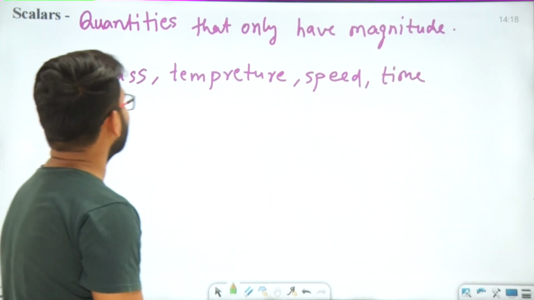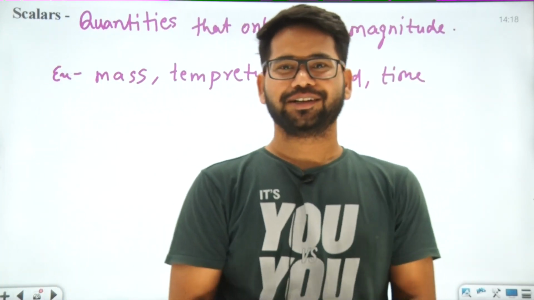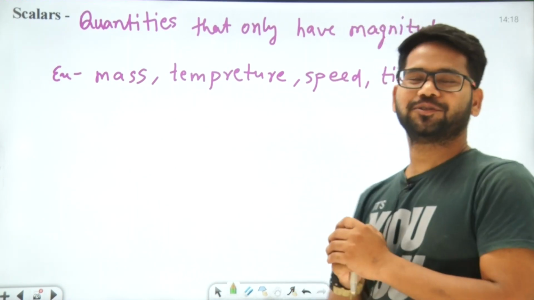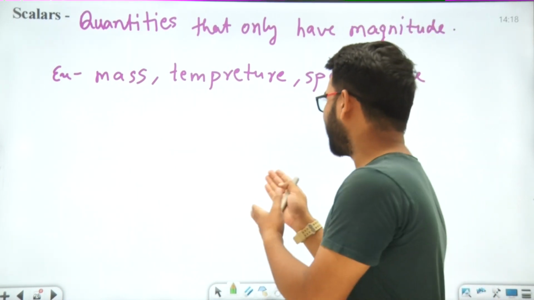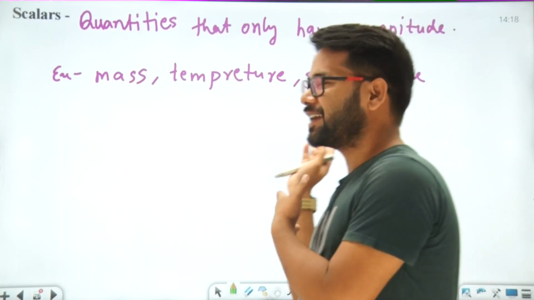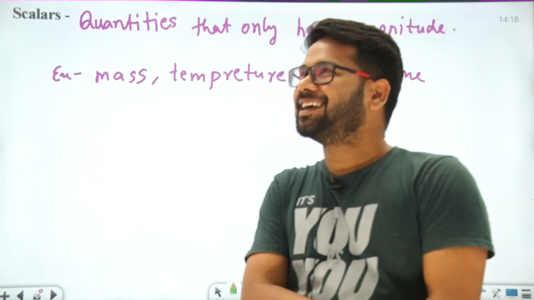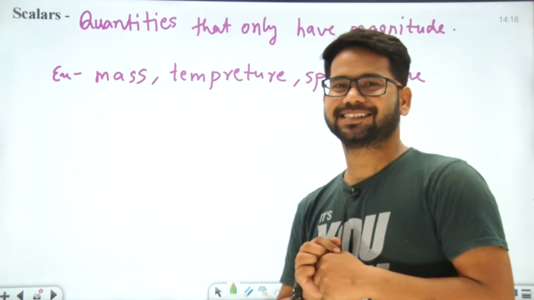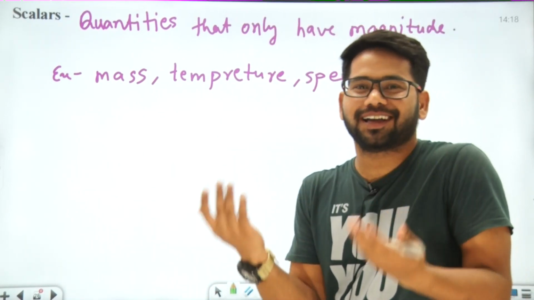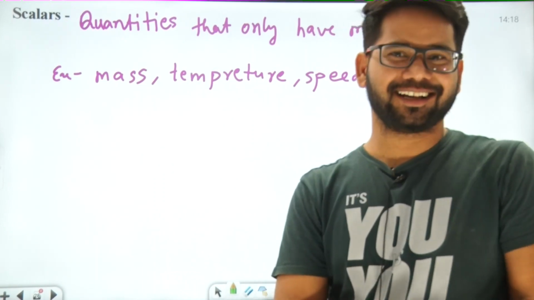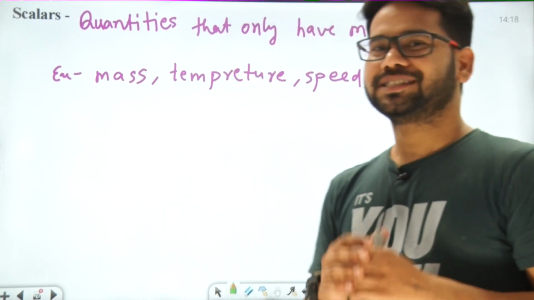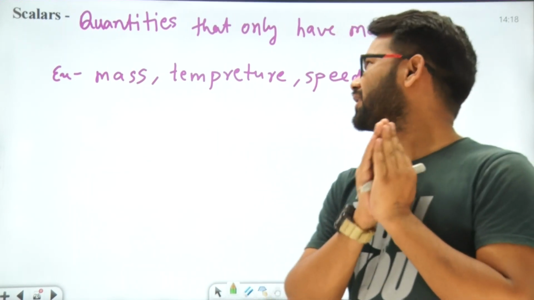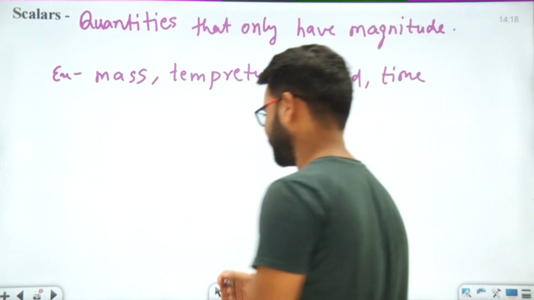Next term we have scalars. So students, quantities that only have magnitude, for example, mass, temperature, speed, time. If I am going to say temperature of this room is 17 degrees Celsius, you are not going to ask in what direction is 17 degrees Celsius, right? So the quantities which are good with only magnitude and proper unit, those quantities are scalars.